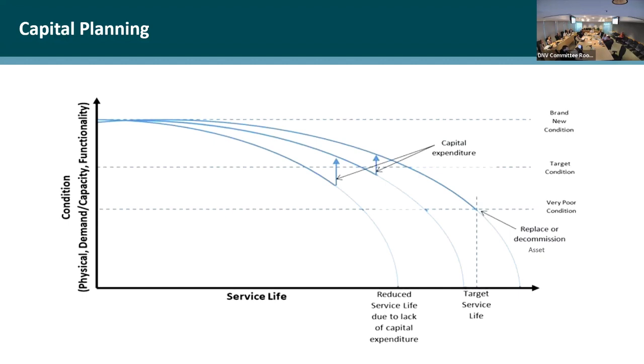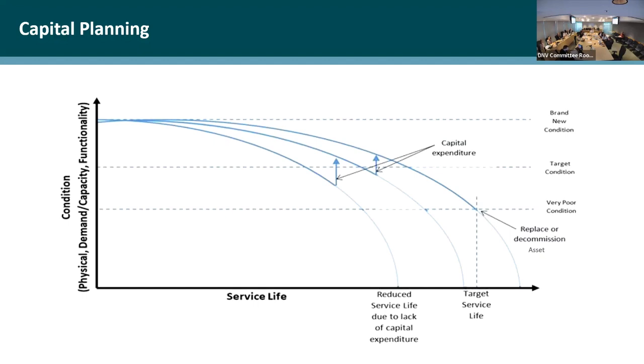But when we think of asset condition, we look at 3 factors. The first factor we look at is the physical condition. So how old is it? What's its wear and tear? The second factor we look at is demand and capacity. So is it undersized, or is it in the wrong location? And then the third thing we look at is functionality. Is it accessible? Is it safe? And is it suitable for its current purpose?